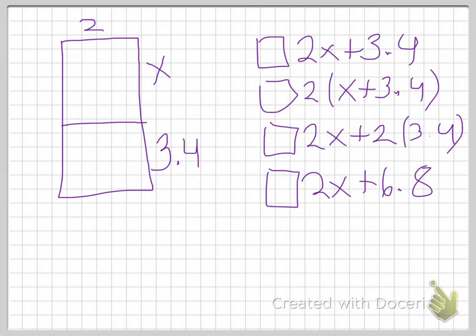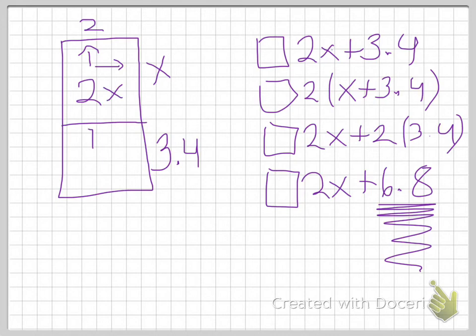And what you need to be on the lookout for in these is all of the different possibilities that work. One of the ones that people tend to immediately ignore is this last one, because they're like, 6.8, I don't see that anywhere. But if we were to multiply this out, multiply 2 times x, we would get 2x. And in this one, we would get 2 times 3.4, which would give us 6.8. So this 2x plus 6.8 does work, because when everything is multiplied out and simplified, you have a 2x and you have a 6.8. So that one would be checked.